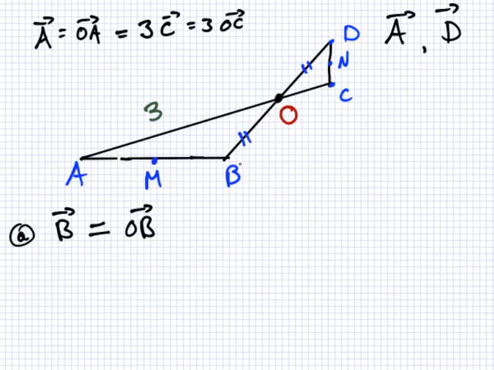Now OB, we want to try and use A's and D's. So we could say OB is OA plus AB. No, that's not good. I need to go some other way. I need to get D into it.